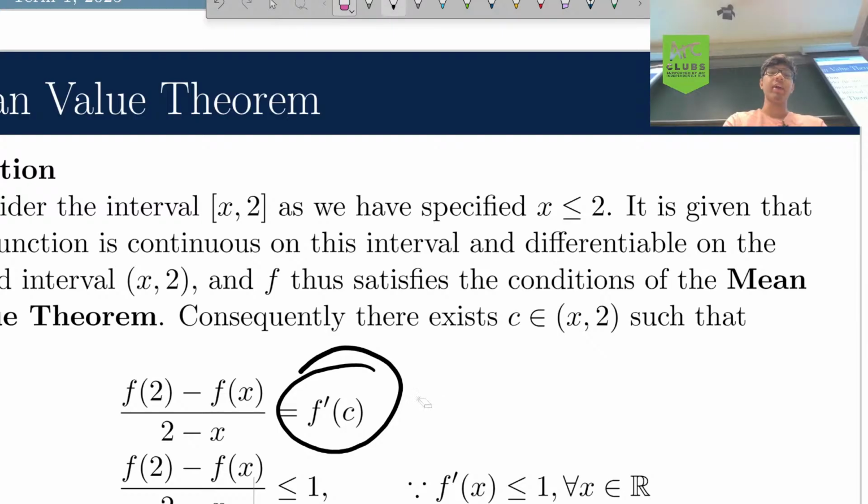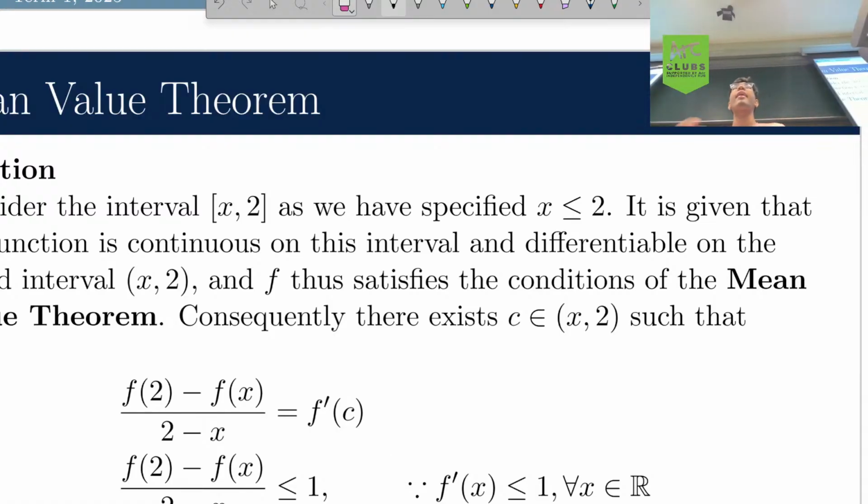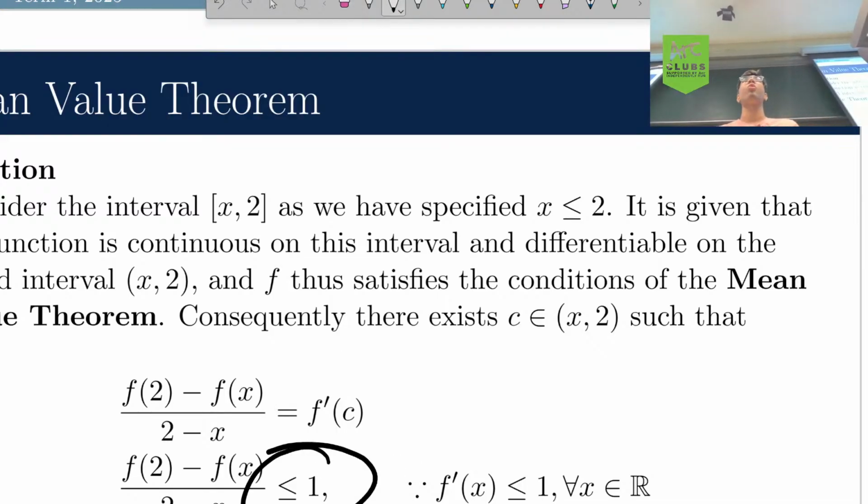Is equal to the gradient at some point c. And this is the trick here for this question. I know that the gradient at all possible points, not even within this interval, just for all points, is less than or equal to 1. So instead of saying it's f dash c, what if I just say it's less than or equal to 1 for all of these points? Okay, well that's really helpful.